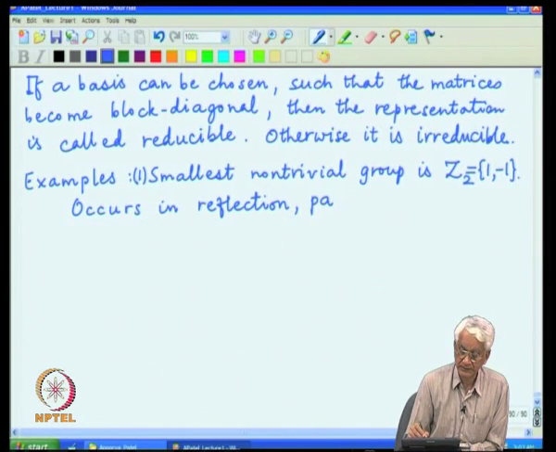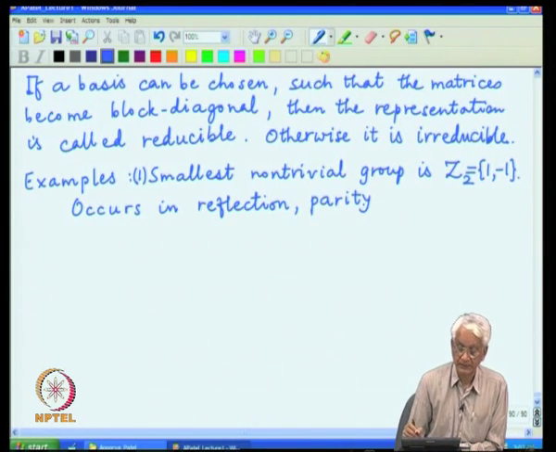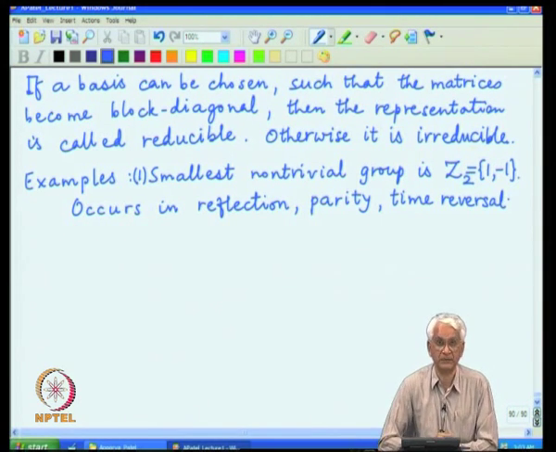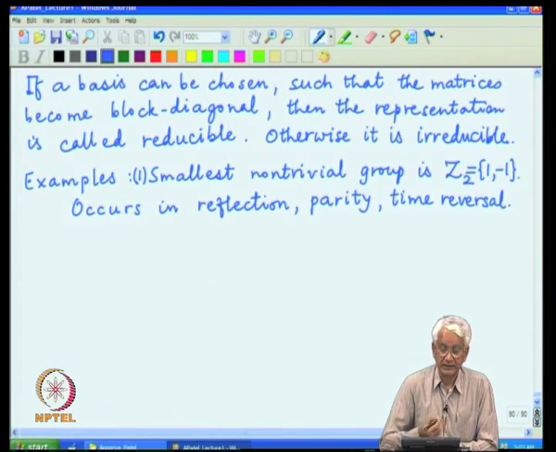The examples which we have included earlier, parity and time reversal, they are also operations. If you perform them twice, you go back to the original configuration. And charge conjugation always has the same property again. So, this is a useful group.